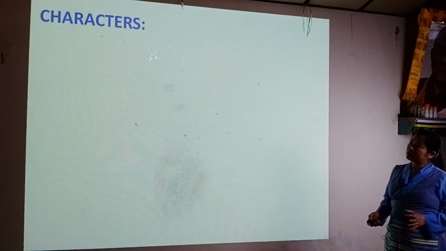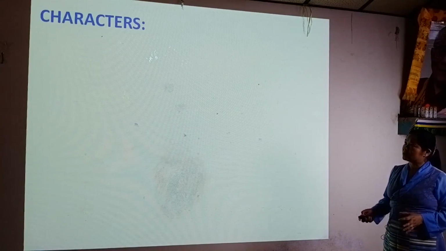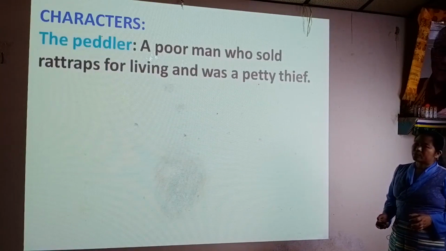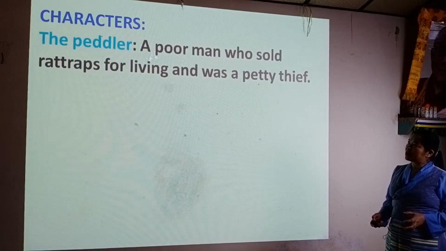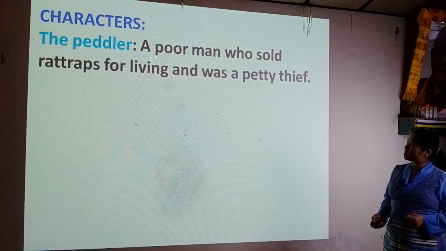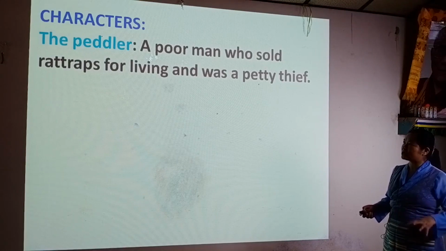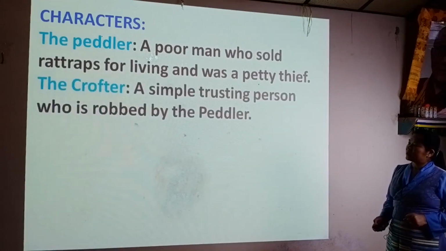Okay, so if we move to the main story, it is important for us to know the main characters. So the protagonist, we can say, or the central character of the story is a battler, who is a poor man who sold rat traps for a living and was a petty thief as well. Okay, battler means a person who moves from one place to the other selling things, and a person who is on constant move.